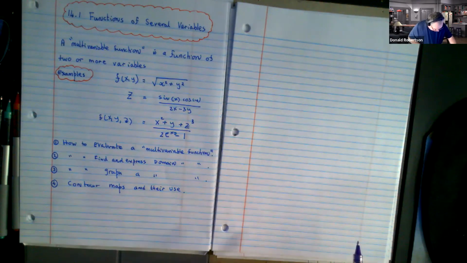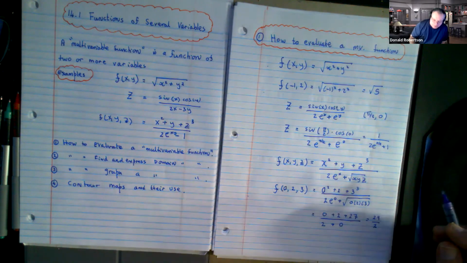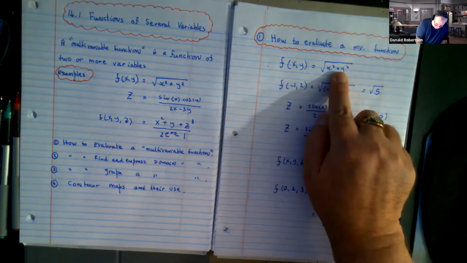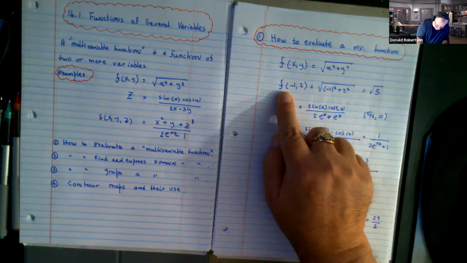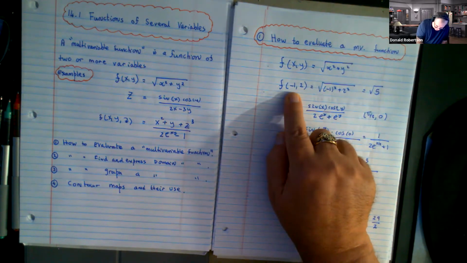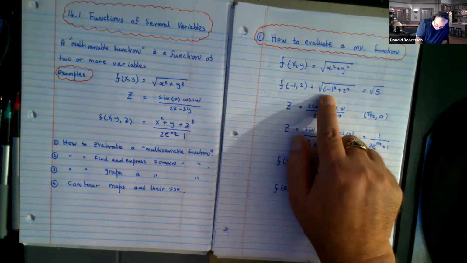So let's move to our first example then. How do you evaluate a multivariate function? Well, here's an example of one. Suppose I wanted to find the value of this function at (-1, 2). Well, the position tells you that x is -1 and y is 2. So you just plug and chug.